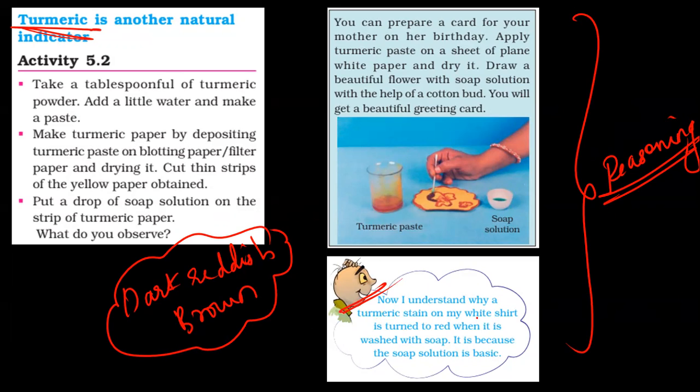A turmeric stain on white shirt turns to red when it is washed with soap. Why? Because soap solution is basic. So base plus turmeric is going to give this color. It turns to red. Now, also here it is given, they're just various applications of the same idea that base plus turmeric gives reddish brown. So this is about making a greeting card with turmeric and soap.